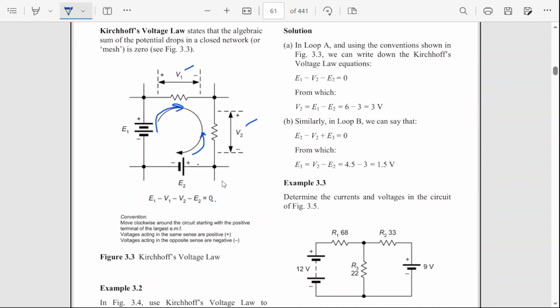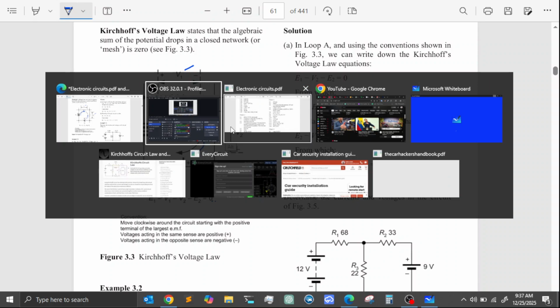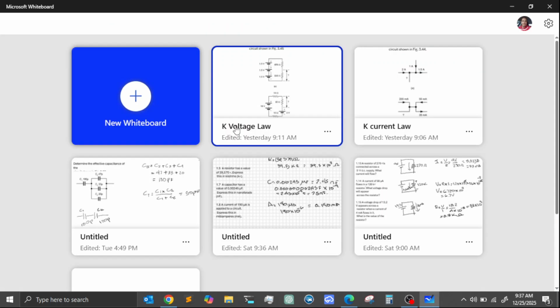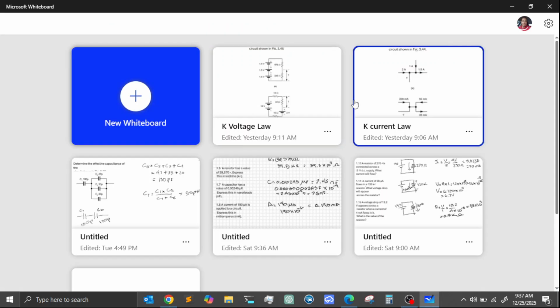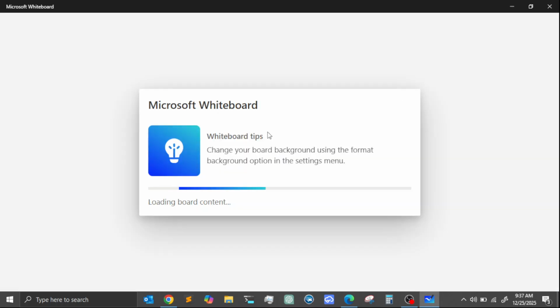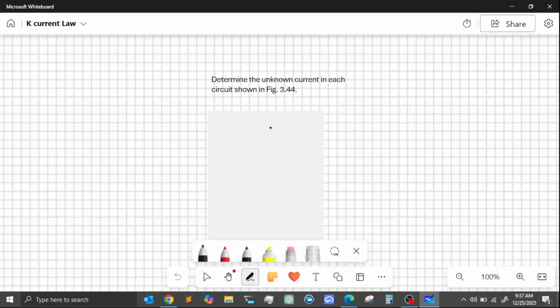So let's go ahead and do a couple of exercises. Let's do first the Kirchhoff's current law.